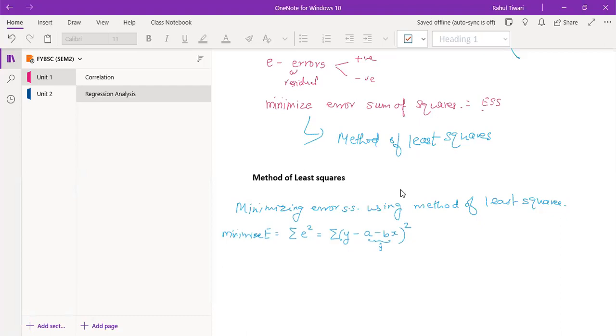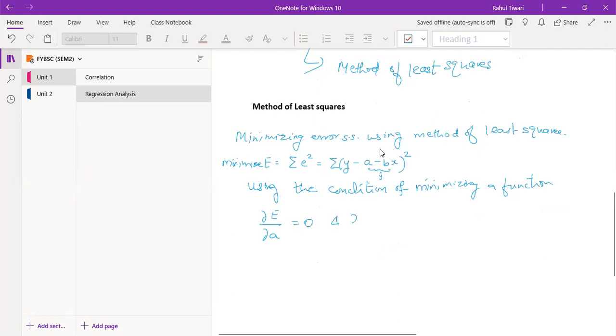So, using the condition of minimizing a function, what is the condition? We have to differentiate this E with respect to a and equate it to zero, and differentiate the equation with respect to b and equate it with zero. And also the second derivative should be positive. For the minimizing condition, your first derivative is equated with zero and the second derivative should be positive.